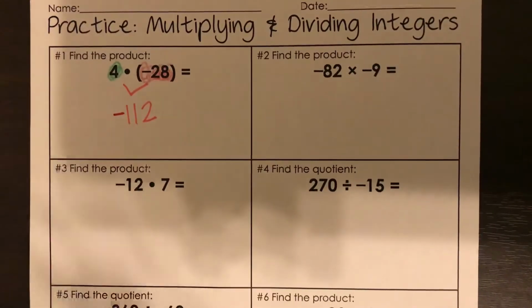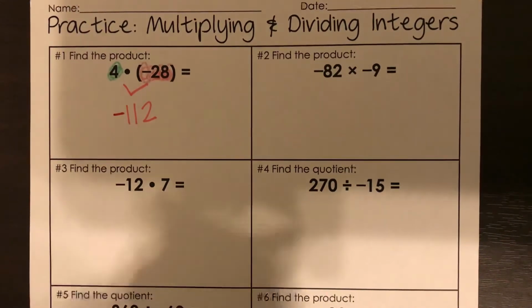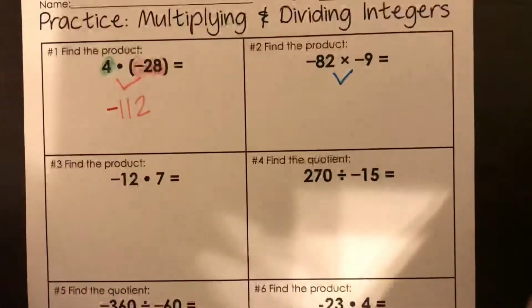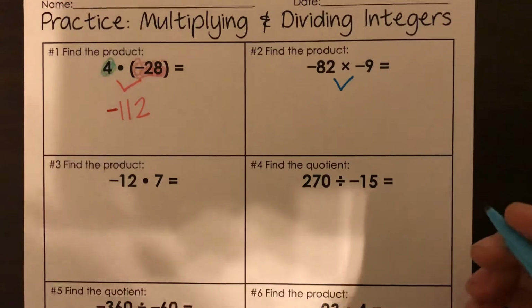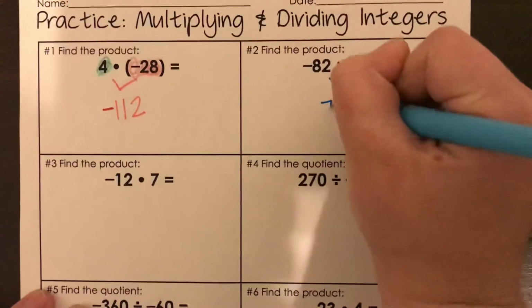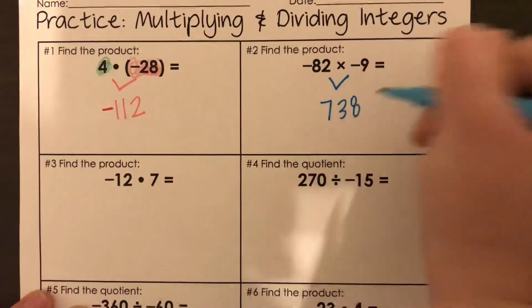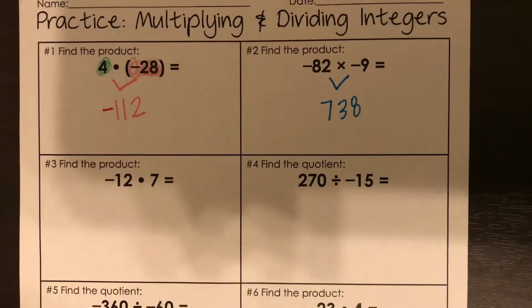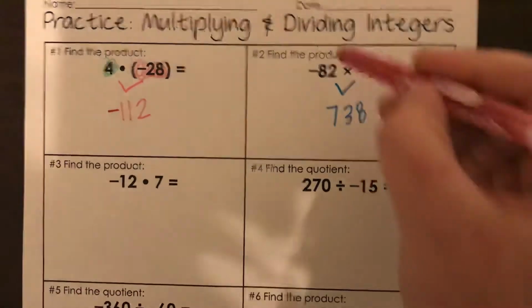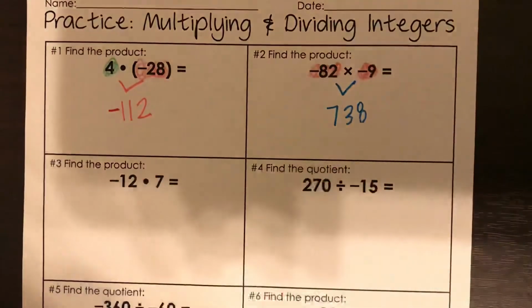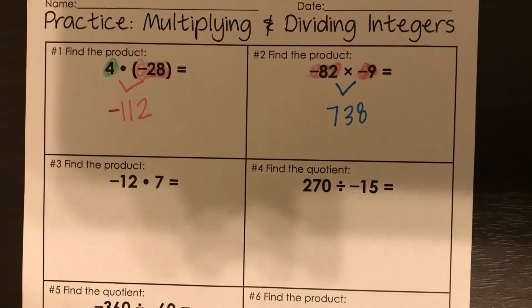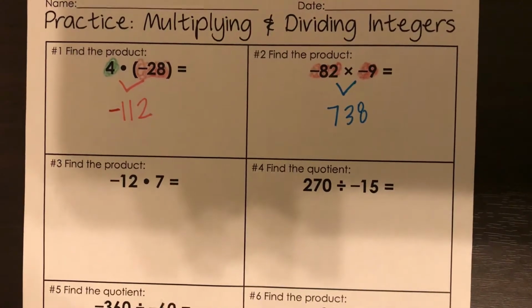All right, the next problem, negative 82 times negative 9. Once again, we're going to ignore the signs and just do the math. 82 times 9 is going to give us 738. Now let's check out these signs. 82 is negative and 9 is negative. Remember what we said, same signs mean your answer is going to be positive. So we just leave that one like it is, 738.